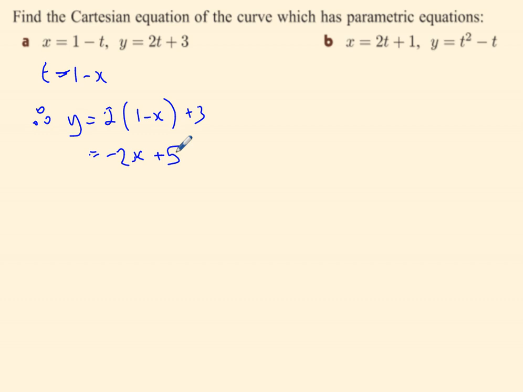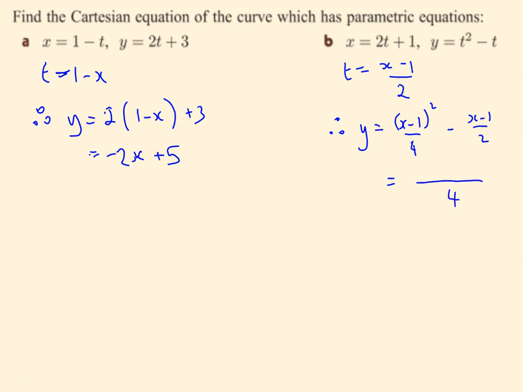Right, part B, once again, the x equation would be simpler to rearrange to make t the subject. So t would equal x take 1 divided by 2. Therefore, if I substitute that into y, I end up with this expression here. I've got two fractions, and the common denominator I can see would be 4. So I'd multiply the second fraction by 2 for both the numerator and denominator. If we expand and collect, we end up with that quadratic equation there.